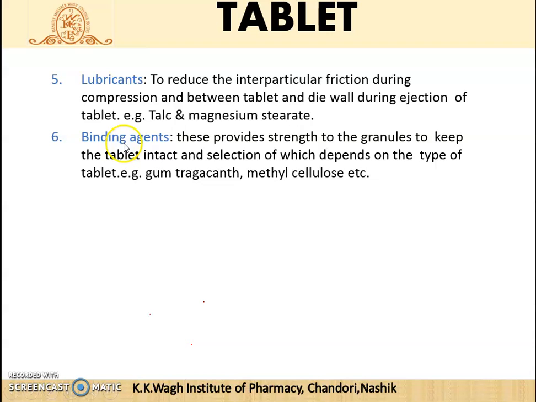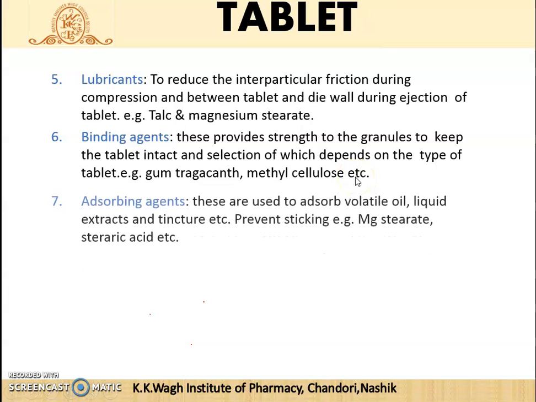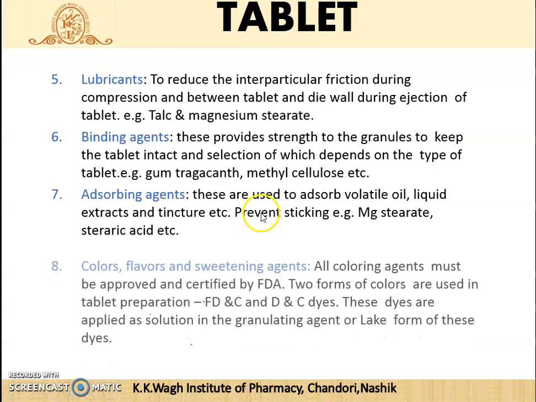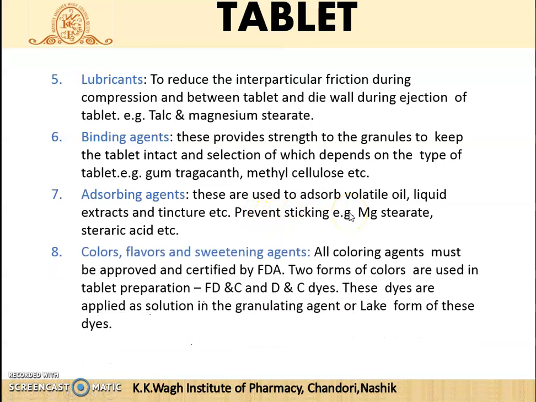Then the next excipient is the binding agent. These provide strength to the granules to keep the tablet intact. To keep the tablet intact, we add the binding agent. Examples are gum tragacanth, methyl cellulose. Then the next is the adsorbing agent. These are used to absorb volatile oil, liquid extracts and tinctures, and prevent sticking. Examples are magnesium stearate, stearic acid.